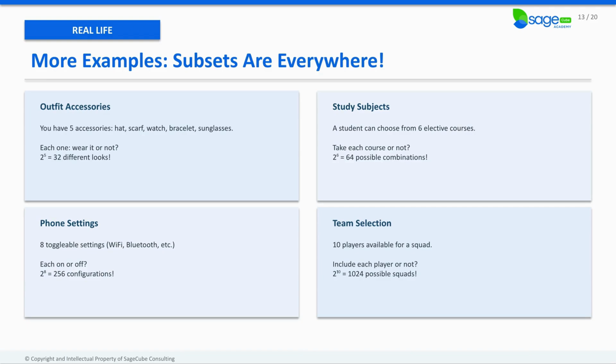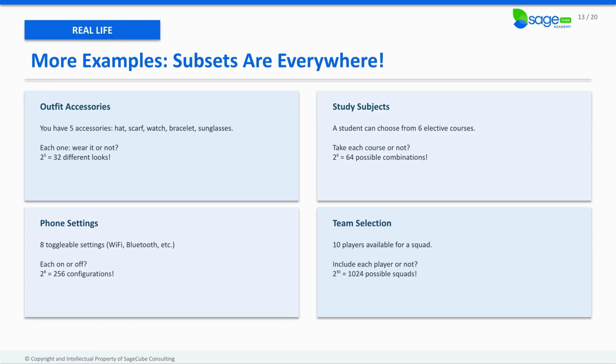Include or not, that's going to be 2 exponent 10, whether you include this player or not. That's going to be 1024 possible teams. Do you get that? So same logic every time. Count the items, raise 2 to that power. Then real life combination problems. There are subset problems that have been disguised in real life. So these things are very, very practical and not abstract.